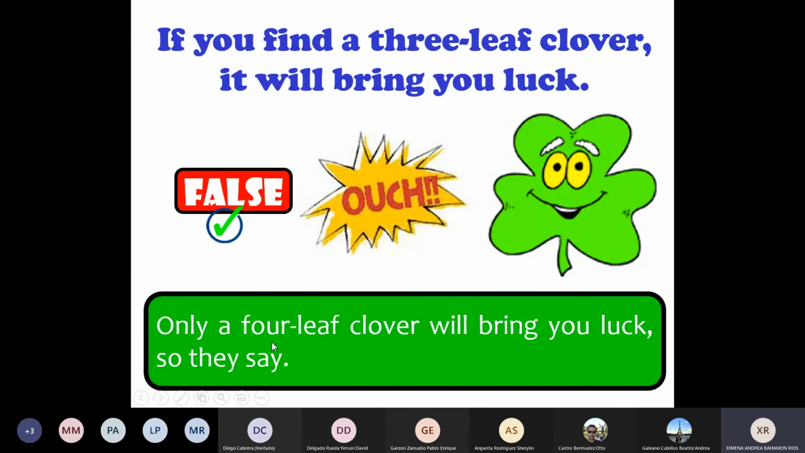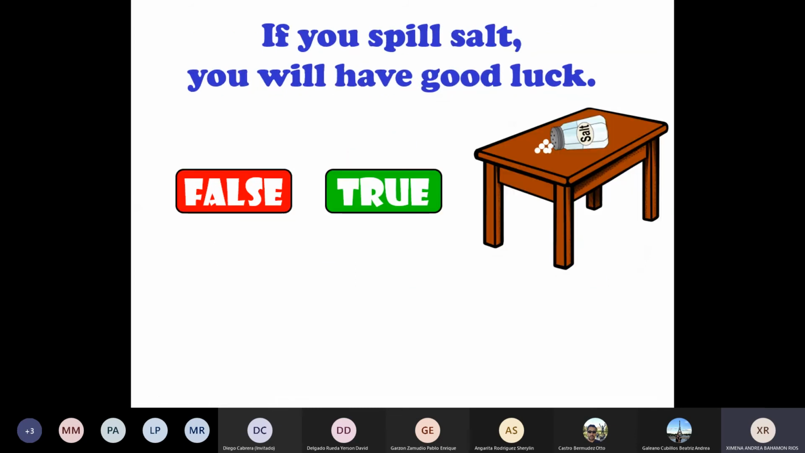So they said that, okay, miren acá. It's not a 3-leaf clover, but a 4-leaf. Very good. We didn't read correctly, yes? So a 4-leaf clover. It will bring you good luck. That's what they say, yes? And to finish with, let's see this last one. If you spill salt, you will have good luck.